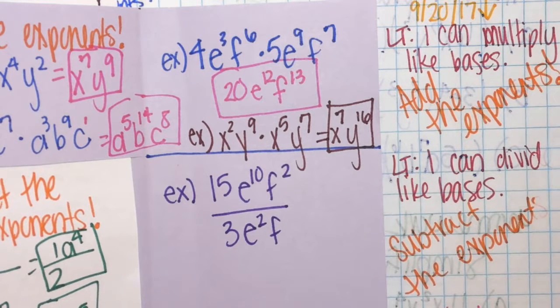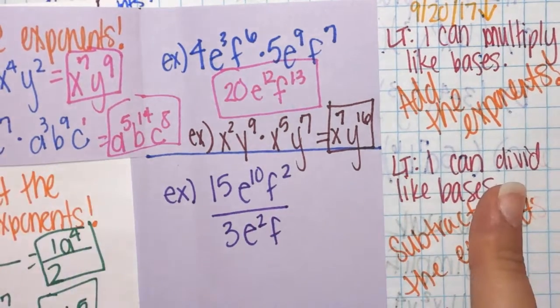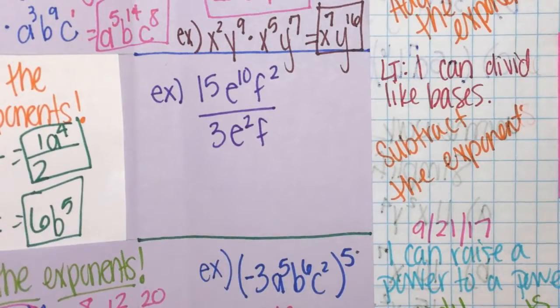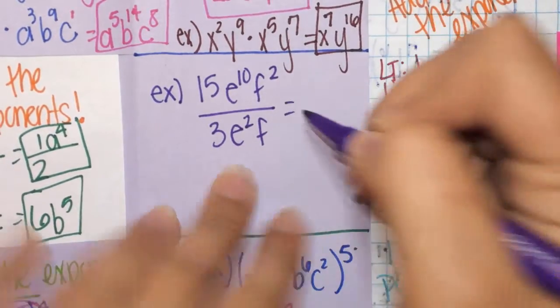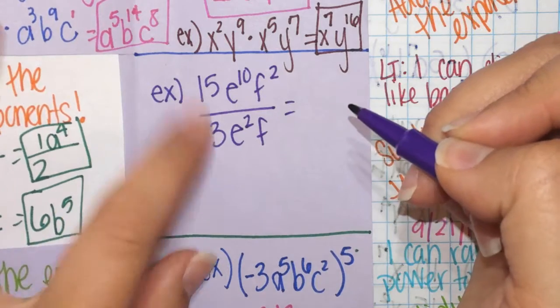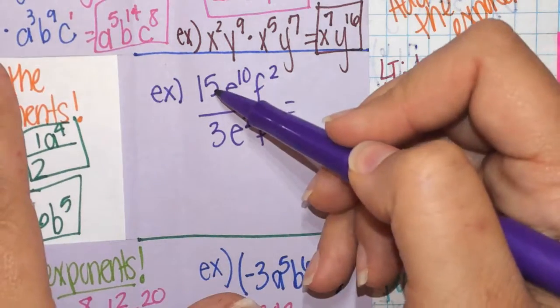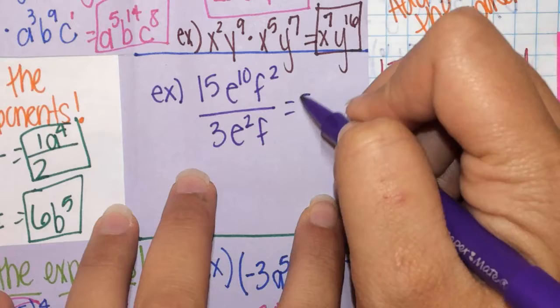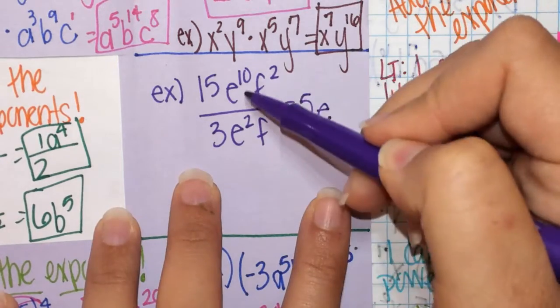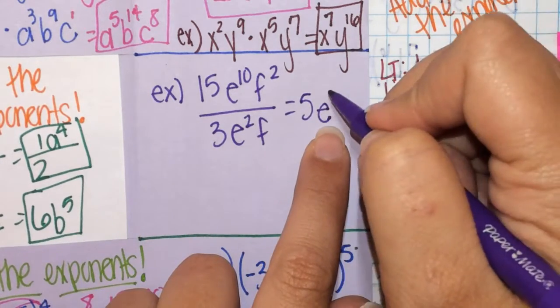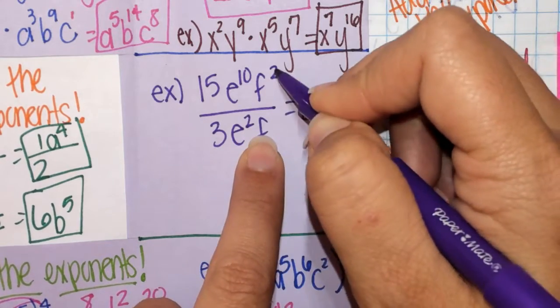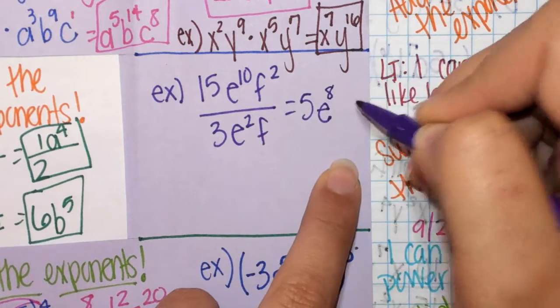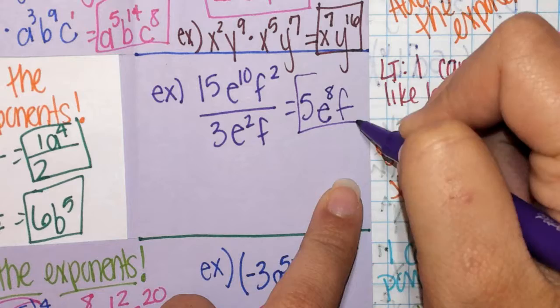Now, when we divide like bases, what do we do to the exponents? We subtract them. Now, what should I do to my coefficients? Divide them. Good. What's 15 divided by 3? Okay. Now, let's look at our e. What's 10 minus 2? 8. And let's look at our f's. What's 2 minus 1? 1? We write 1.